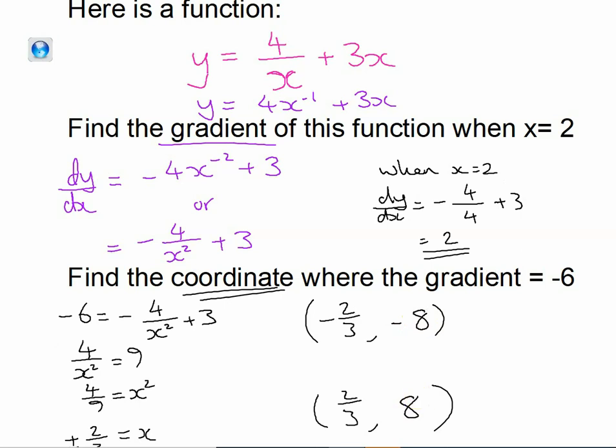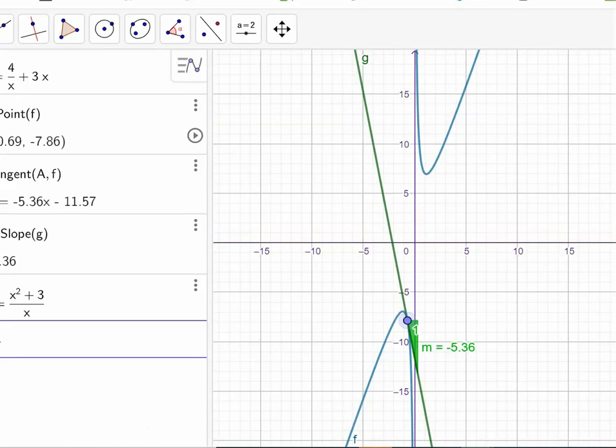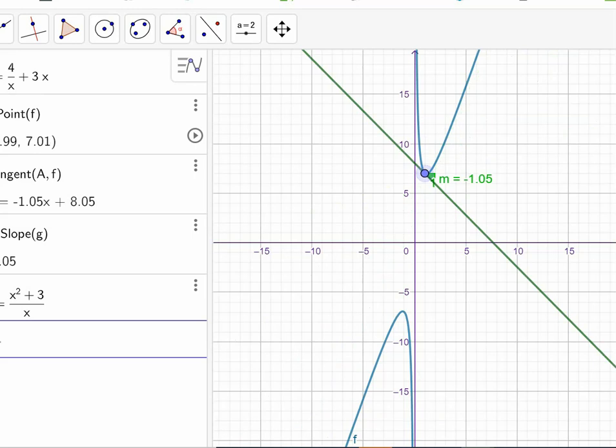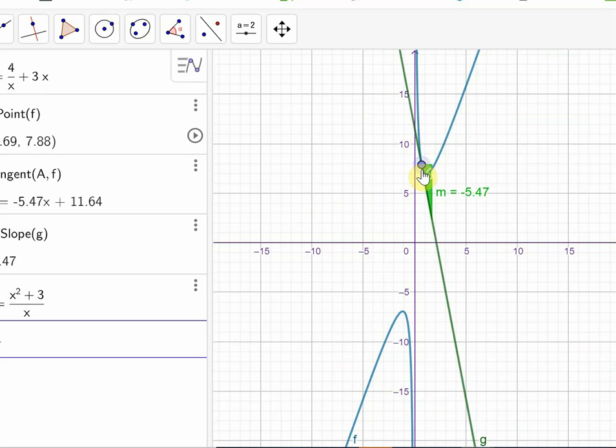So let's have a look at this graph. I've got it already made. Here it is. So that is actually what the graph looks like. It's a funky looking reciprocal. If you put a point on, draw a tangent, and calculate the gradient of that tangent. We were just working out 2/3. So if I get that point as close to 2/3 as I can, that's 0.69. You can see the gradient is minus 6. And you can see over here that the y value is pretty much 8, so we know we're right.